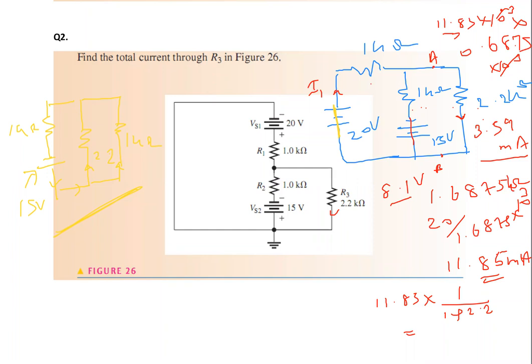Now try to find the current through the 2.2 total resistance. Again, it is the same circuit. Because of that, it should be 1.6. Now, because of that current flow, it should be 15 divided by 1.6875, 10 to the power 3.